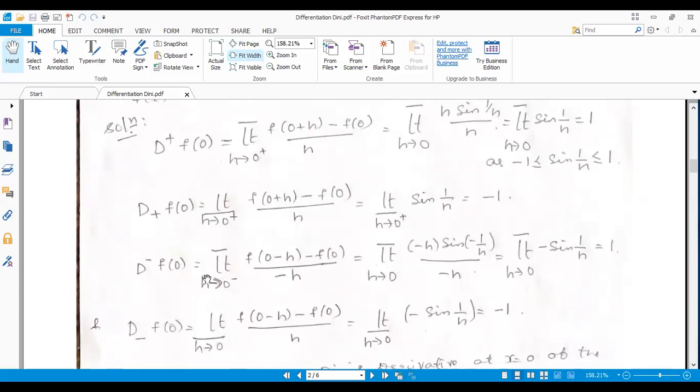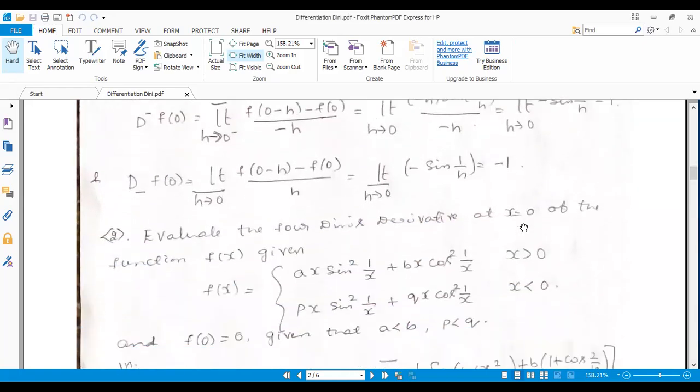Similarly, D minus f(0) is the limit superior of f(0 minus h), meaning replace x by minus h: minus h sin(minus 1/h) divided by minus h. Then again the upper limit of sine is 1, and you get minus 1 here. Minus and minus cancel. Then sin of minus theta is minus sin theta. Then the upper value of this is minus, then you get positive 1. Similarly, for D minus f(0) with the limit inferior, you can apply the same proportion, and you get minus 1, because it is the limit inferior of this function.